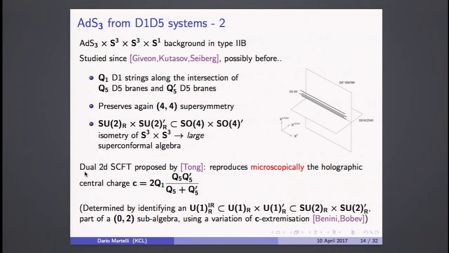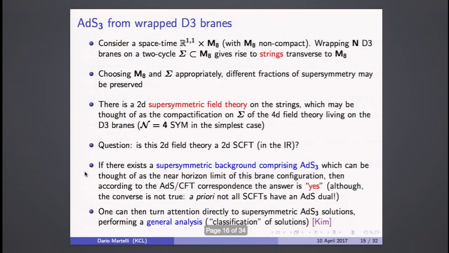And actually, relatively recently, it was David Tong who proposed a field theory realization of this system and managed to reproduce microscopically the holographic central charge, which can be computed again as before from the Brown-Henneaux formula, by using the idea of c-extremization, which I will talk about later, so let me not go into this here.